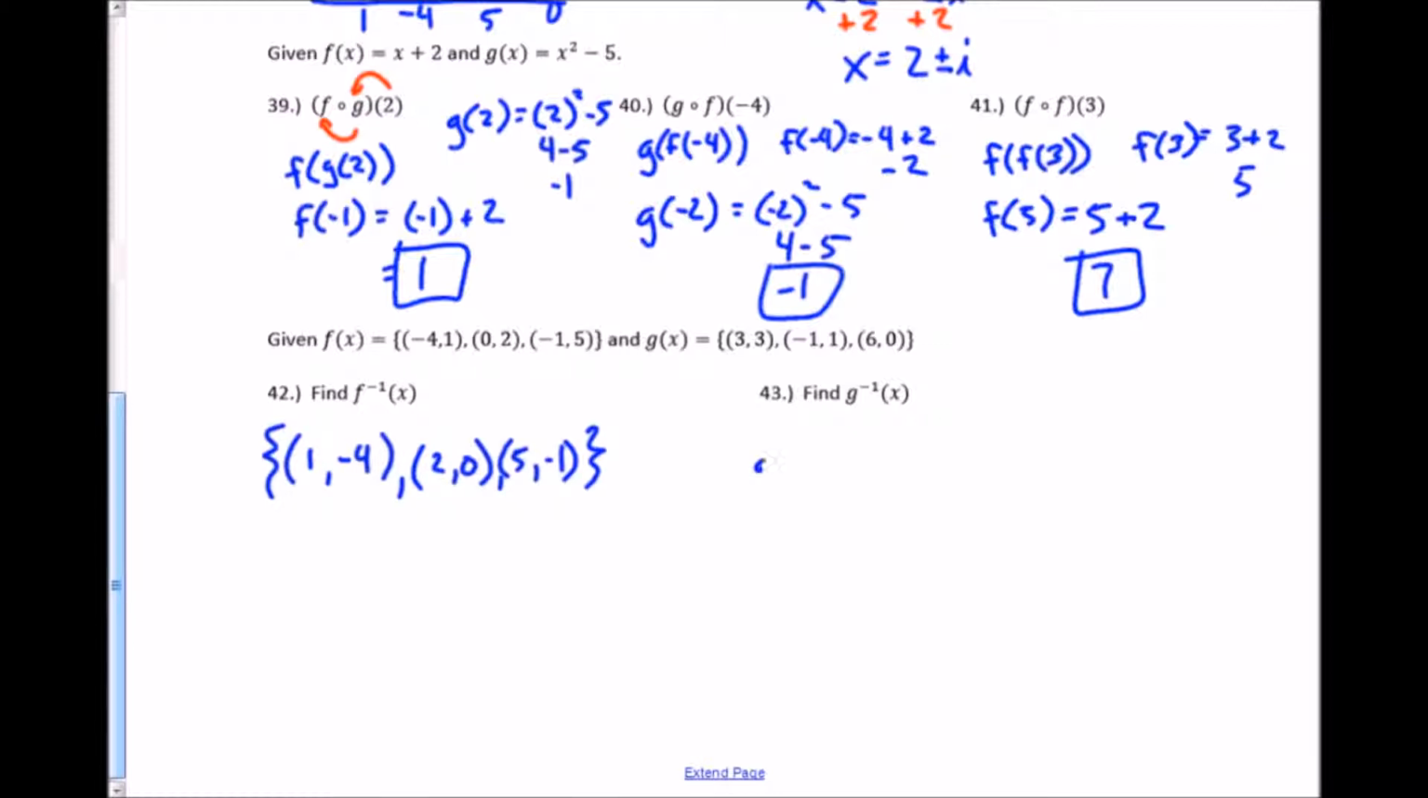I do the same thing with my g function. I just switch each of the ordered pairs. So I start with the first one. Instead of 3, 3, I do 3, 3. Instead of negative 1, 1, I do 1, negative 1. Instead of 6, 0, I do 0, 6. And that's it. That's my inverse. Okay, I switch the x's and the y's.